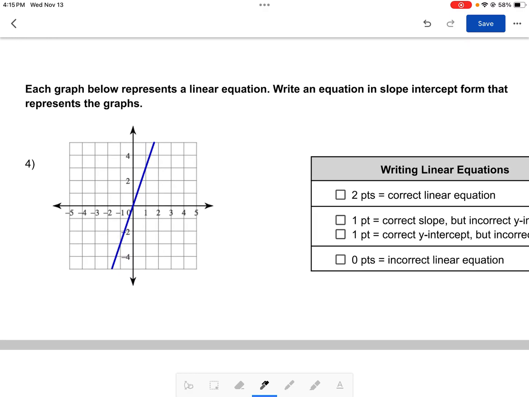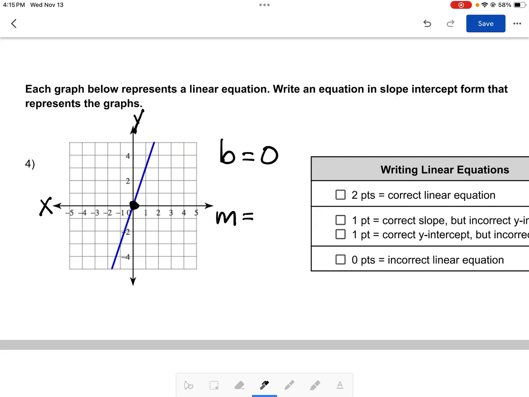For number 4, it says each graph below represents a linear equation. Write an equation in slope-intercept form that represents the graphs. Okay, so looking at this graph, the first thing I want to do is find my b, and then I'm going to find my m, my y-intercept and my slope. My b here, I see this blue line goes through the y-axis. This is my y-axis, this is my x-axis at 0, 0, so my b is 0.